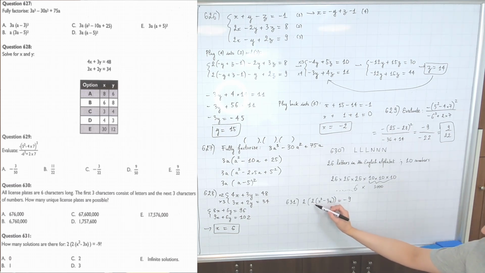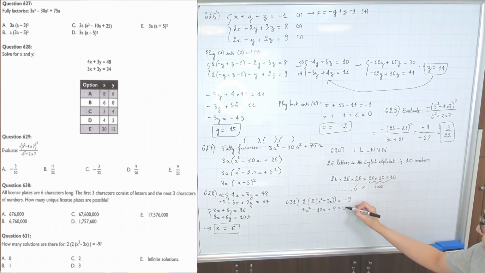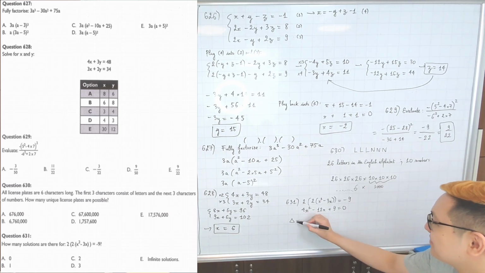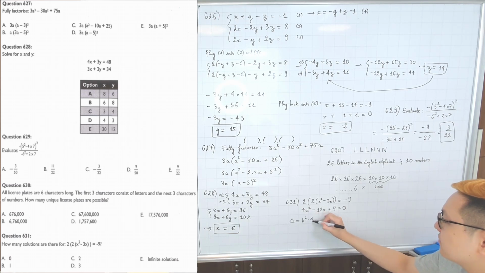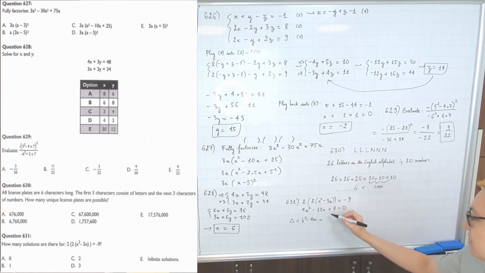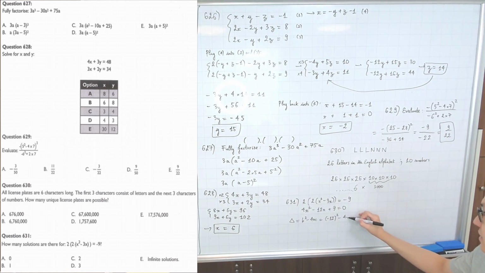So this is 4 times x squared, 4 times 3 is 12, and then move the number 9 down here. Of course, delta is b squared minus 4ac, you have minus 12 squared, minus 4 times 4 times 9.